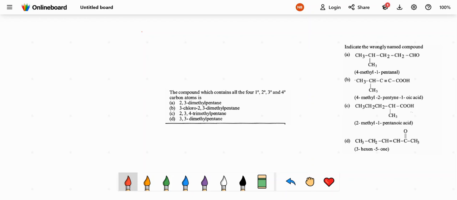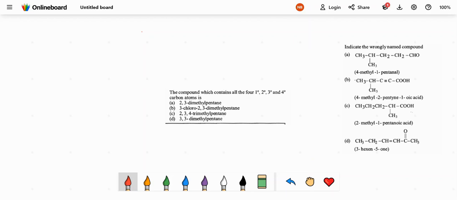A Grade 11 student asked me about this question. Let us solve it. Actually, this is a previous year NEET question. Look at the first question: the compound which contains all four primary, secondary, tertiary, and quaternary carbon atoms is. Okay, first one. I will explain the first one.